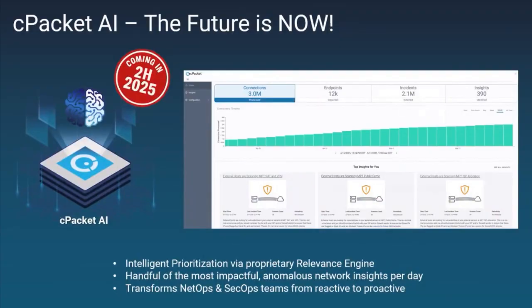So with cPacket AI, the future is now. The product's actually coming in the second half of this year. And you get an example of the user interface there. We have a card-based interface for different insights. And we also have intelligent prioritization. So again, back to the idea of what's relevant to you. You can understand what's happening in your network with contextual reference, whether you're a NetOps or a SecOps user, and you can get that insight immediately.